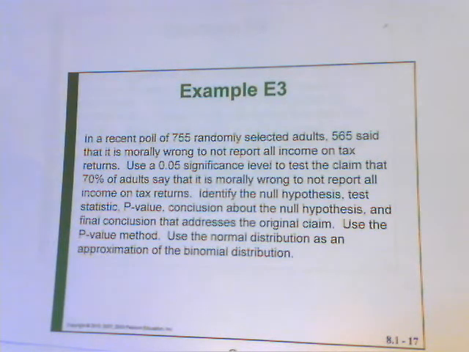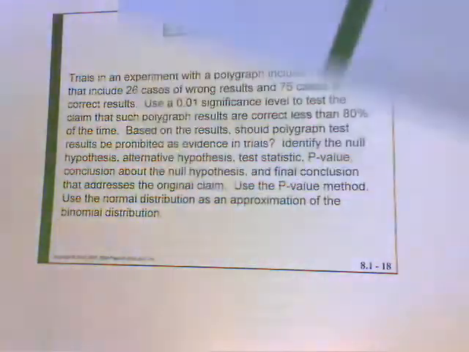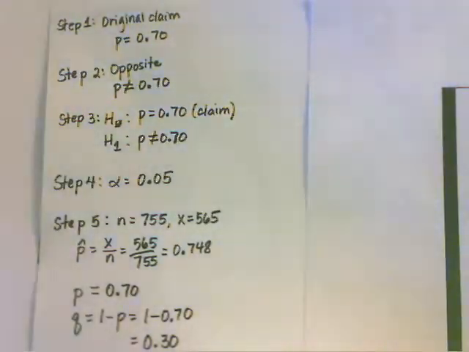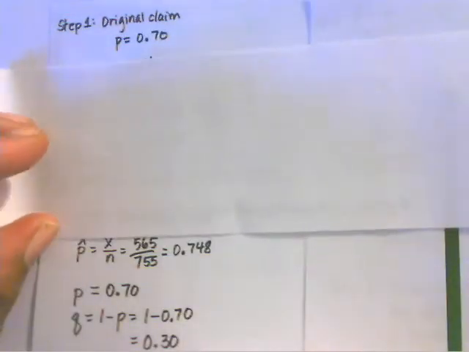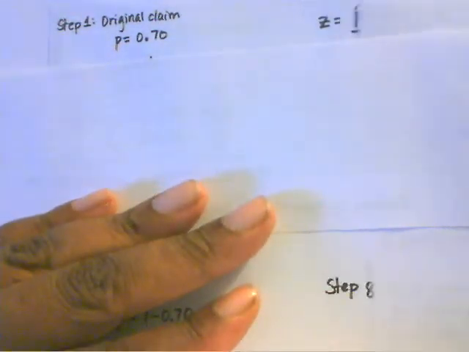You want to identify the null hypothesis, test statistic, p-value, conclusion about the null hypothesis, and the final conclusion that addresses the original claim. You're going to use the p-value method and then use the normal distribution as an approximation to the binomial distribution. Okay, so here's how this one is set up. I'm going to go through each one of these step by step so you can see how this is done.